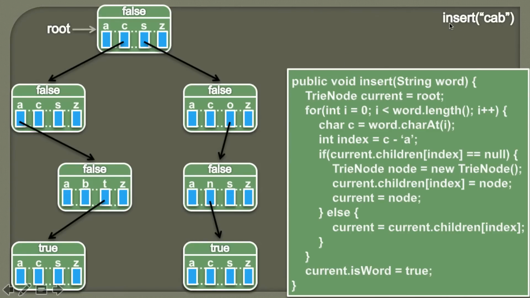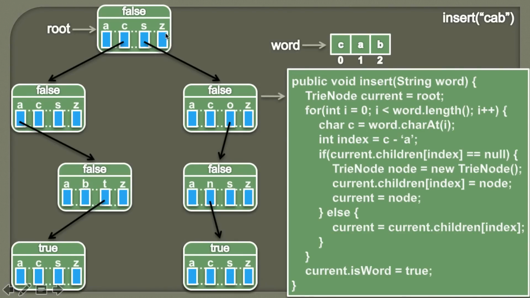Now friends, let's suppose we want to insert the word cab. So here you can see that we have already inserted the word cat, and cab has a prefix ca, which maps to ca of cat. So we'll see how we can insert cab into this trie. So we'll call the insert method by passing in word as cab. So word will have the value cab.